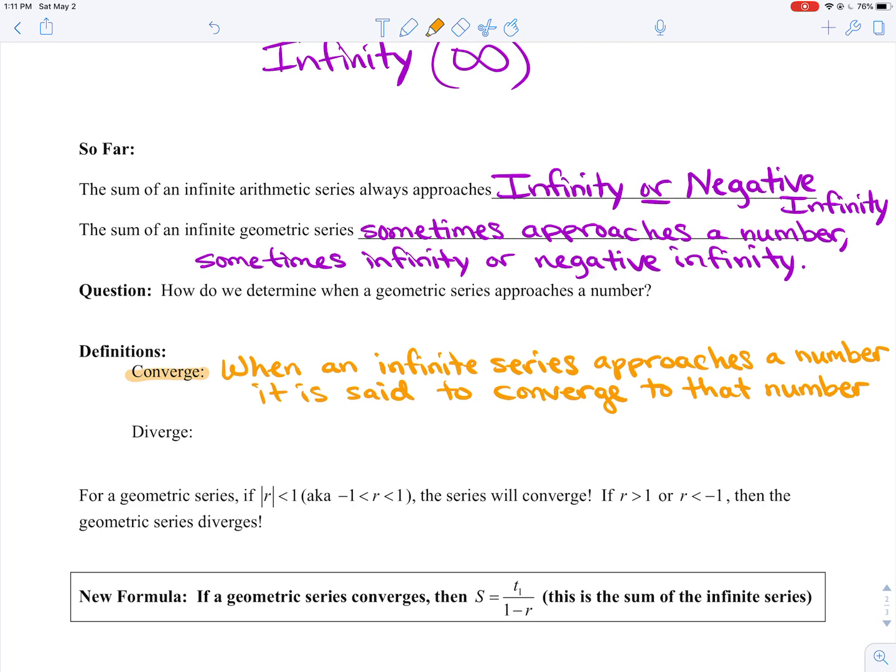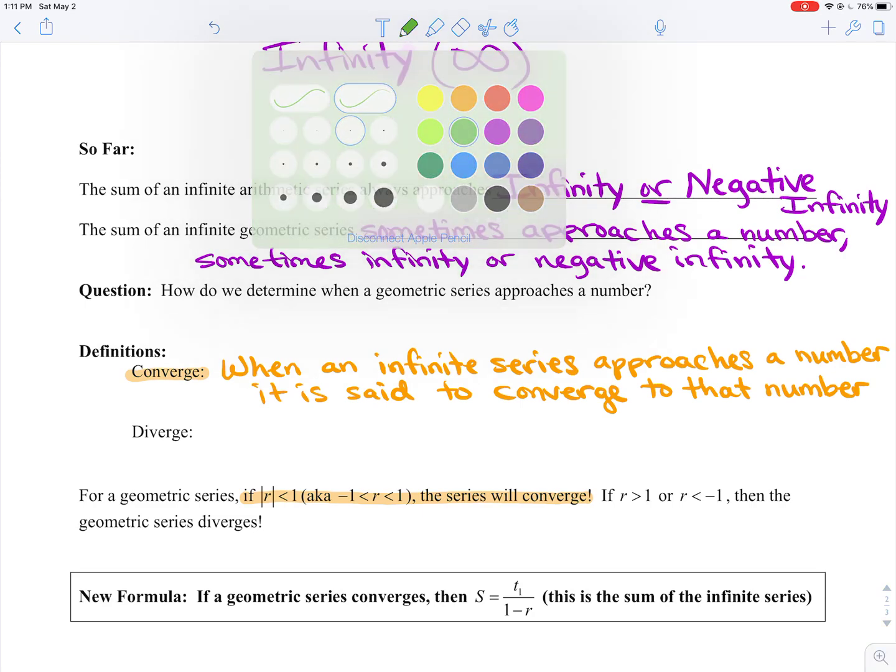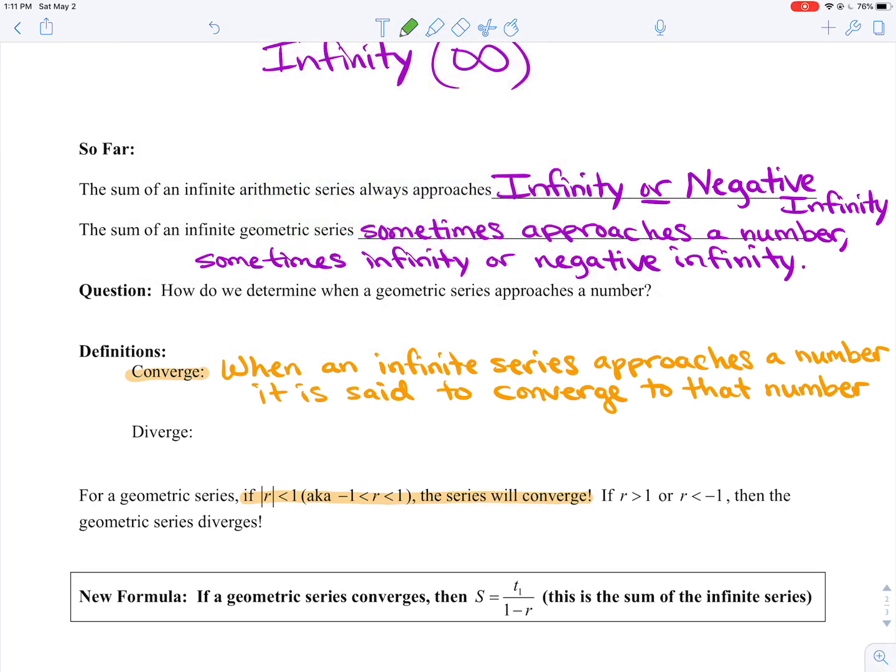And I'm just going to jump down. If the absolute value of our ratio is less than 1, aka r is between -1 and +1, the series will converge. Now, if we have a series that's going to diverge, that's going to be when it does not approach a number, it diverges.